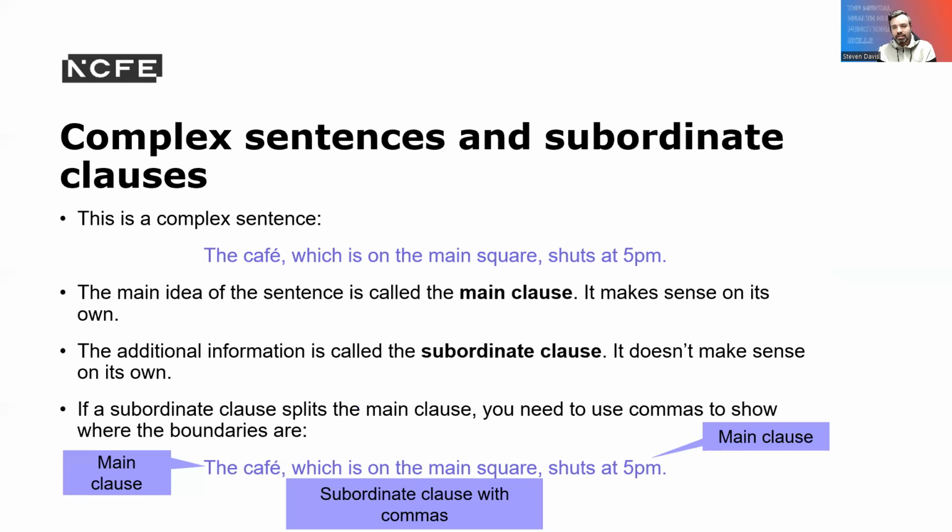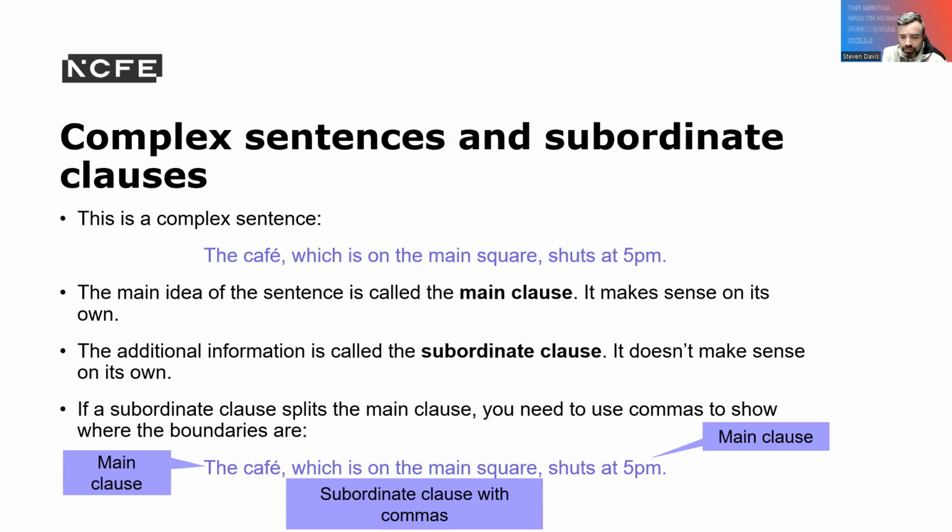So, complex sentences and subordinate clauses. This is a complex sentence. The cafe, which is the one in the main square, shuts at 5. The main idea of the sentence is called the main clause. It makes sense on its own. The additional information is called the subordinate clause. It doesn't make sense on its own.